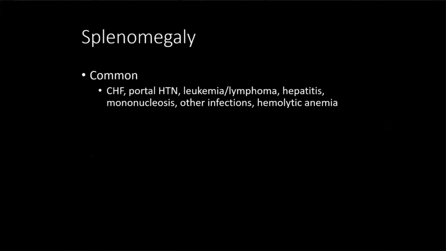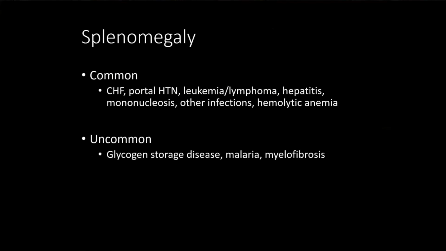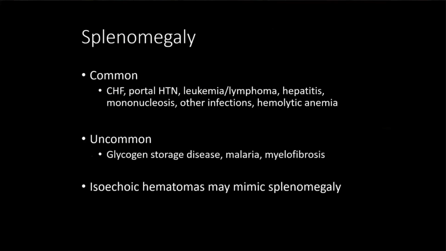And then other infections and hemolytic anemias. So like sickle cell patients before their spleen autoinfarcts, they may have a very large spleen. Uncommon things, glycogen storage disease, malaria, myelofibrosis can give you an enlarged spleen. And then if you have an isoechoic hematoma, it may actually look like splenomegaly. So if you have a large hematoma, just a subcapsular hematoma, that can actually mimic splenomegaly.